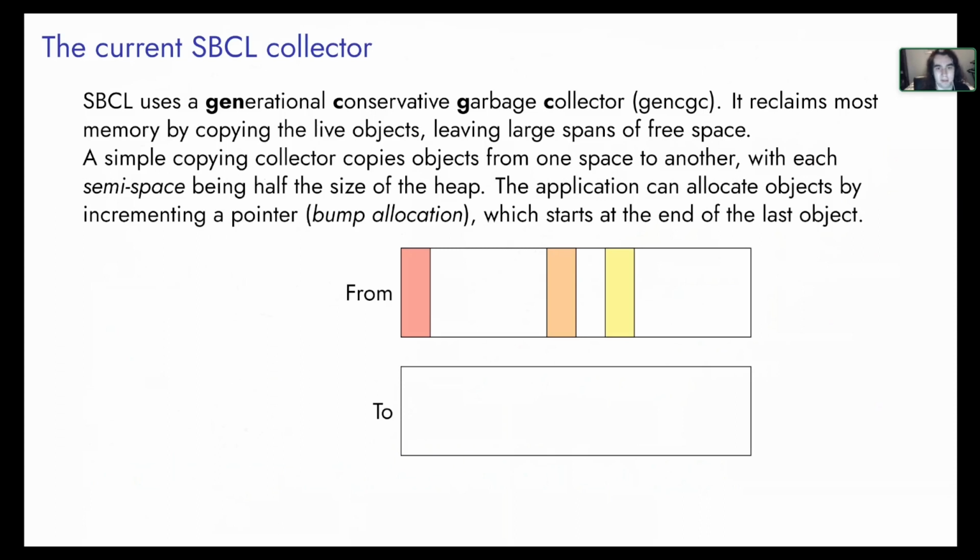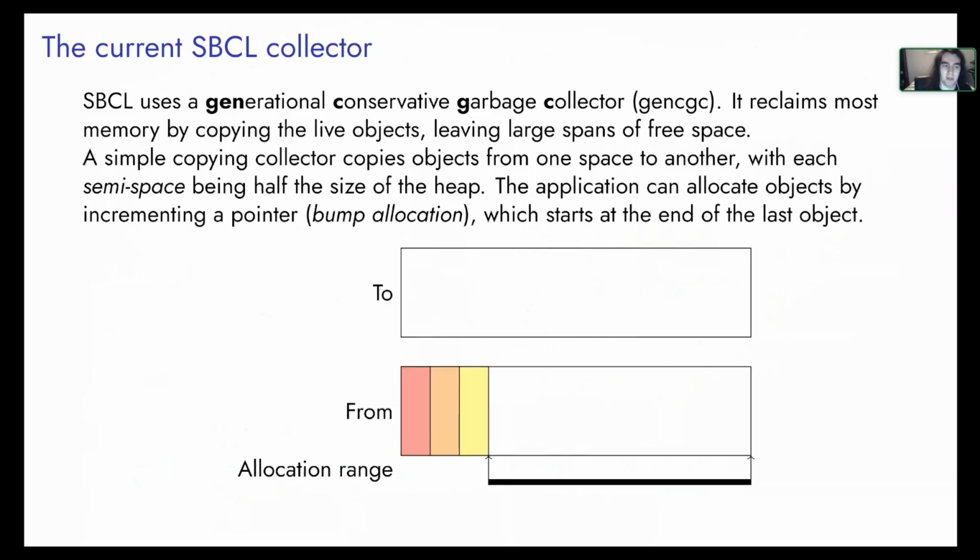The simplest copying collector simply has two spaces. It copies all the live objects from one space to the other space. Each of these is called a semi-space because each one is half the size of the heap. The application can allocate objects after we do a collection as such. We're able to just increment a pointer from the end of the last object that we copied to allocate more objects, which is called bump allocation.